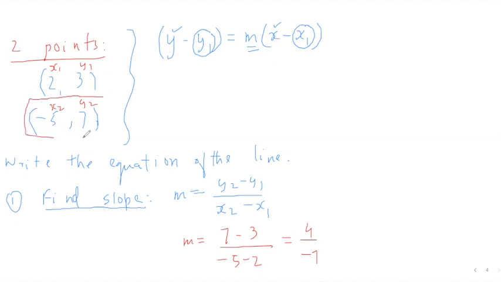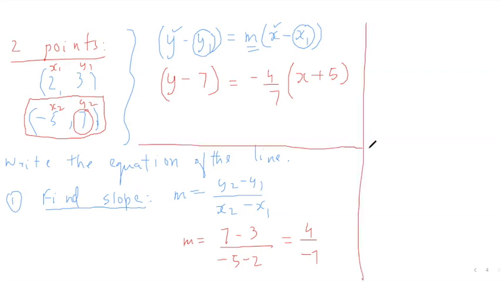Or we can take this one. Okay. So our equation will be y minus, this can be taken as y1, the y coordinate. So y minus 7 is equal to m, that's minus 4 by 7, into x minus x1. X minus of minus becomes plus 5.